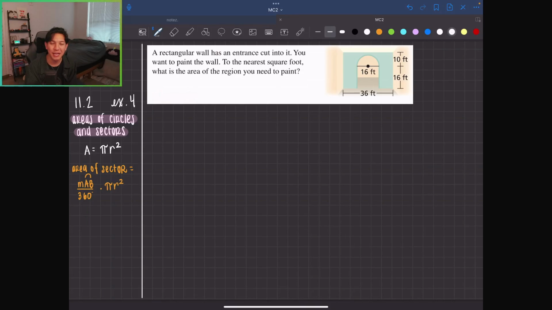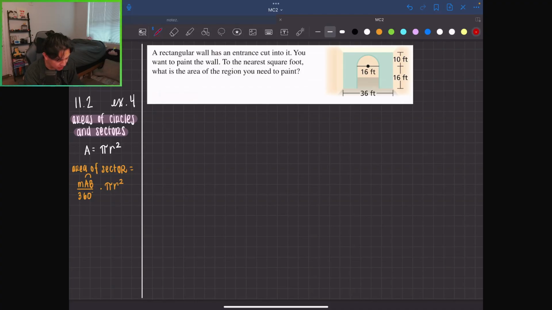All right, in our last example, let's go ahead and solve a real life scenario. A rectangular wall has an entrance cut into it. You want to paint the wall. To the nearest square foot, what is the area of the region you need to paint?